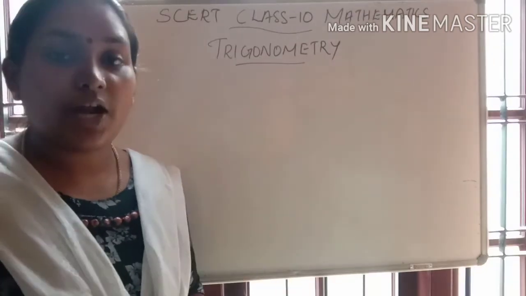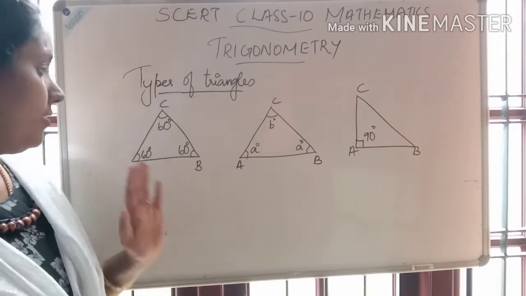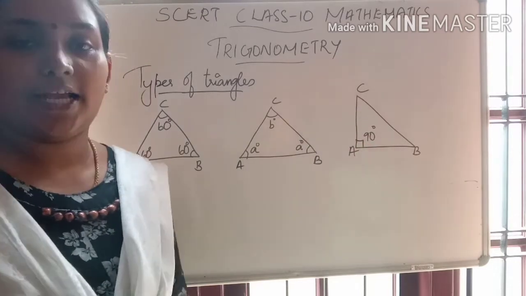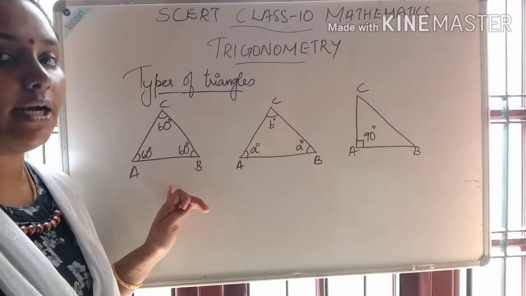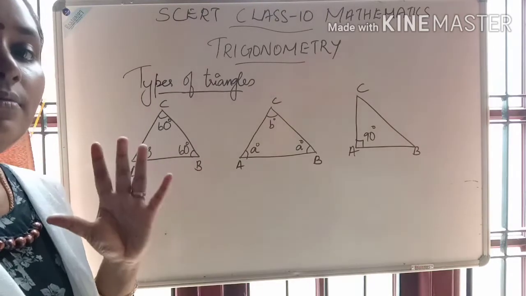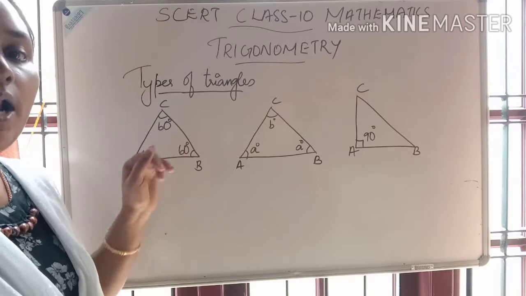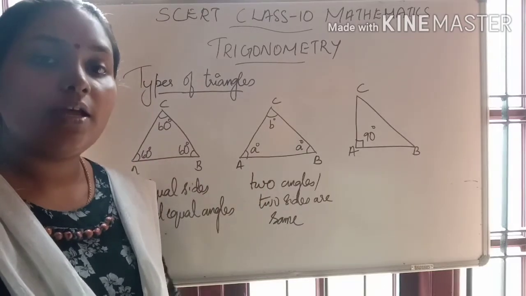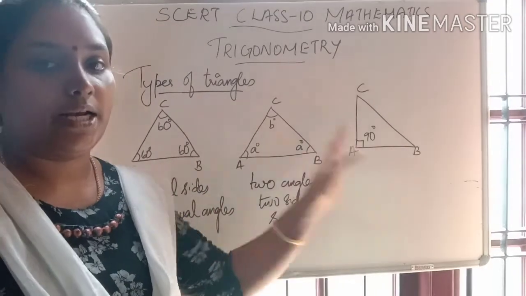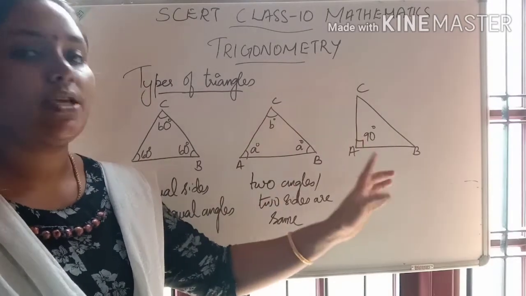Do you know the types of triangles? Here, see the types of triangles: equilateral triangle, isosceles triangle, and right angled triangle. Equilateral means equi is equal, lateral is sides: the triangle has equal sides as well as equal angles. An isosceles triangle has two equal sides and two equal angles. A right angled triangle means one angle is 90 degrees.